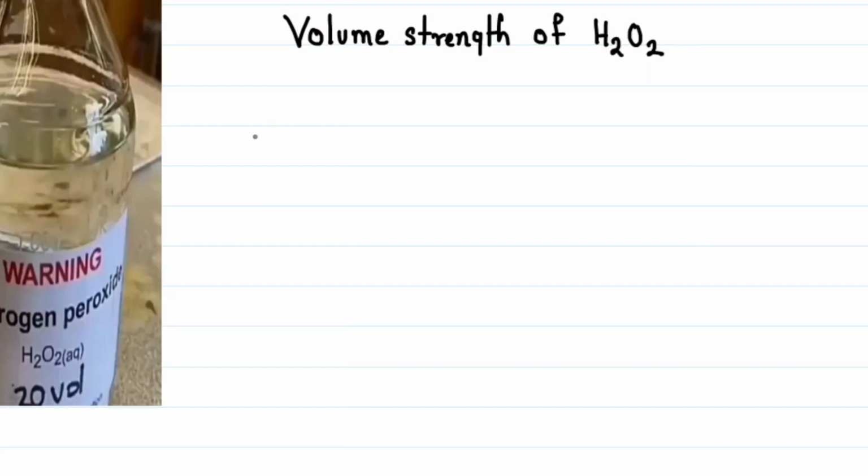In this video, I am going to discuss the volume strength of hydrogen peroxide. Hydrogen peroxide is generally stored by dissolving in water, that means H2O2 in aqueous medium. Imagine this is a solution of H2O2. Some amount of H2O2 is dissolved in water and this has a volume strength of 20 V. Volume strength is defined for H2O2, and that is given here for this solution as 20 V.